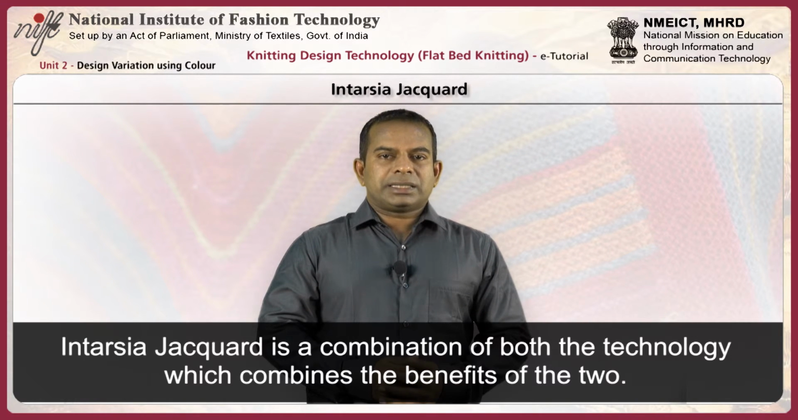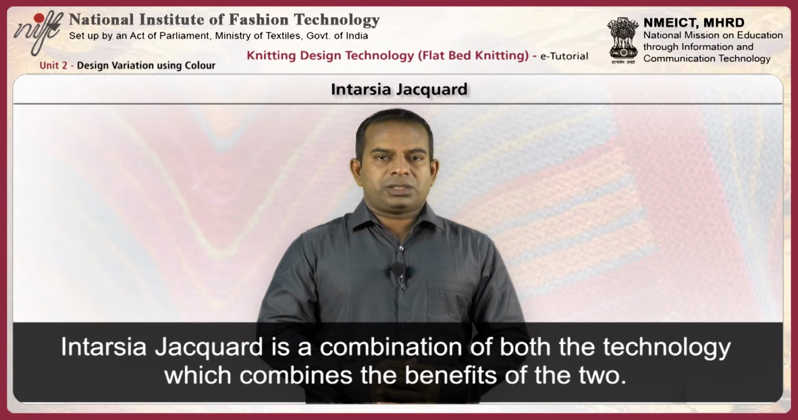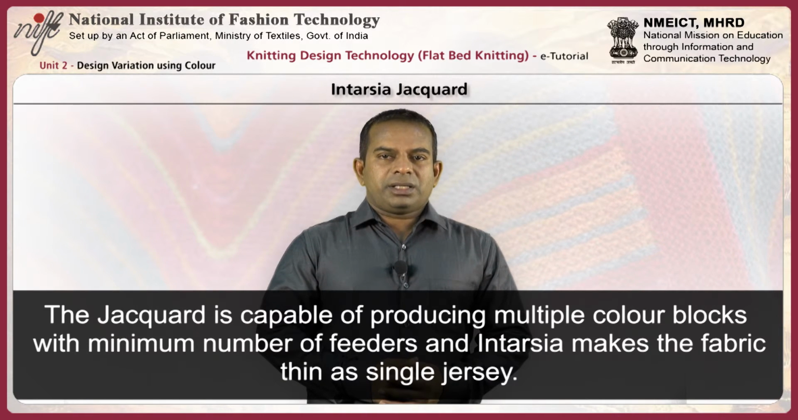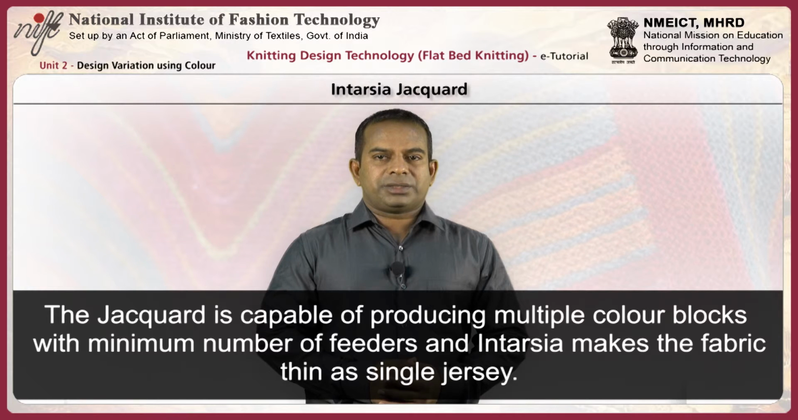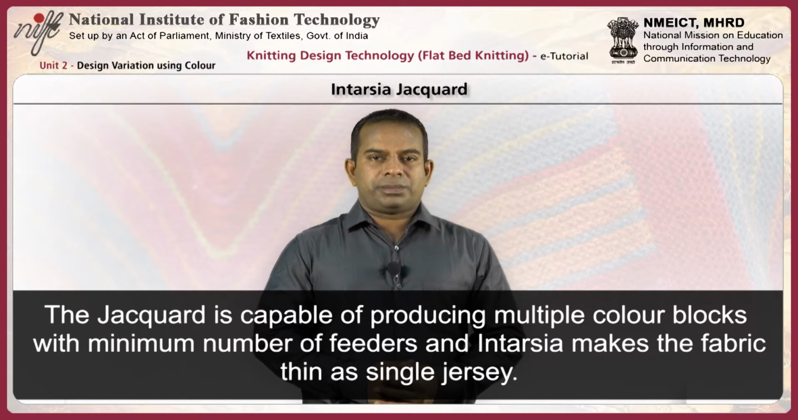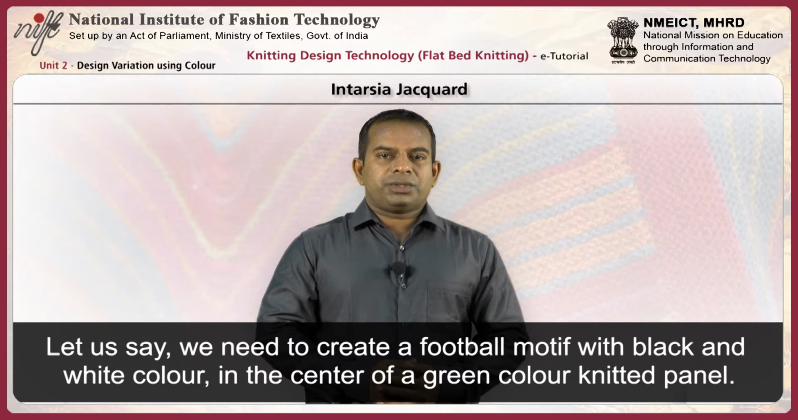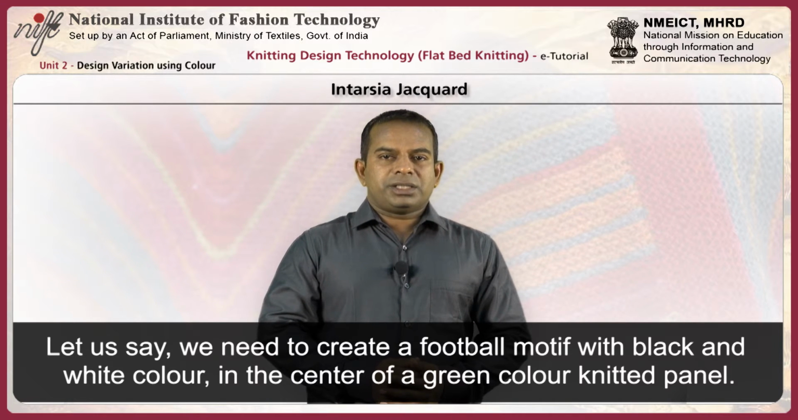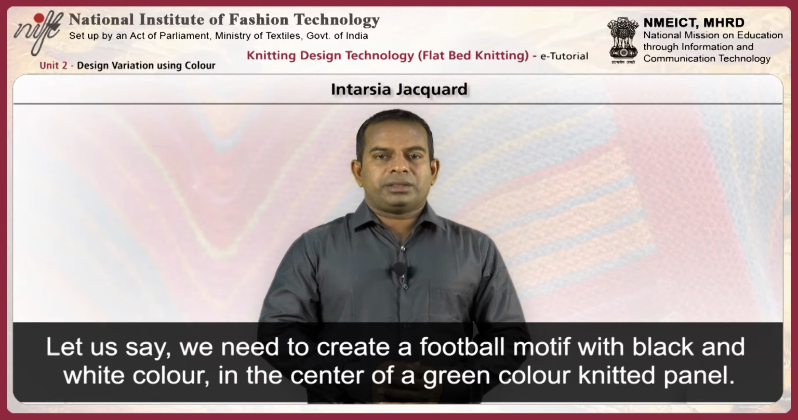Intarsia jacquard is a combination of both the technologies which combines the benefits of the two. The jacquard is capable of producing multiple colored blocks with minimum number of feeders, and intarsia makes the fabric thin as single jersey. Let us say we need to create a football motif with black and white color in the center of a green colored knitted panel.